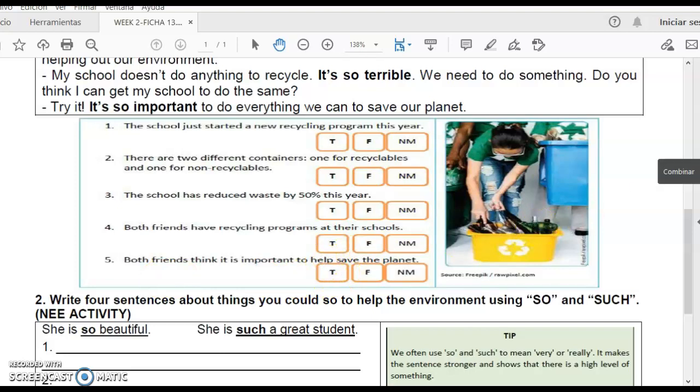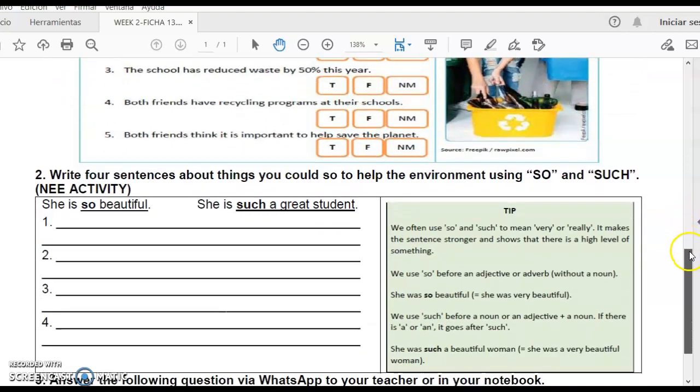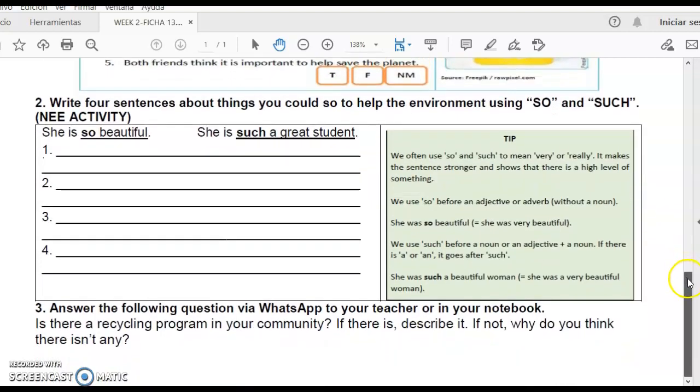Okay, guys, I hope you did it well. Now, let's go to exercise number 2, where you have to write 4 sentences about things you could do to help the environment by using so and such. Okay, so how do you use so? Let's see the information. We often use so and such to mean very or really. Okay, so what is the meaning of so? Very. It makes the sentence stronger and shows that there is a high level of something.